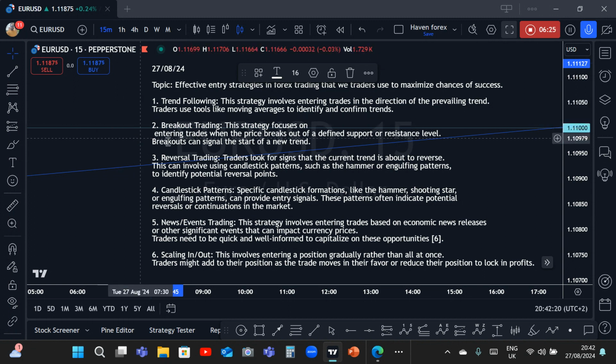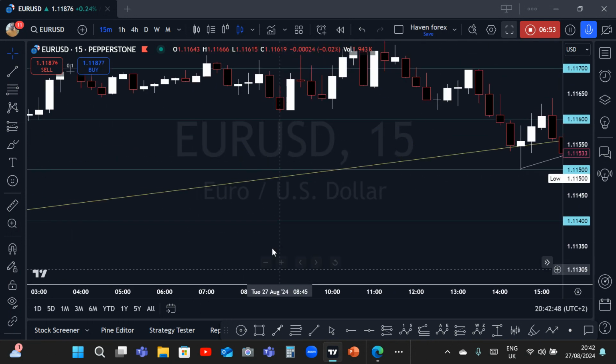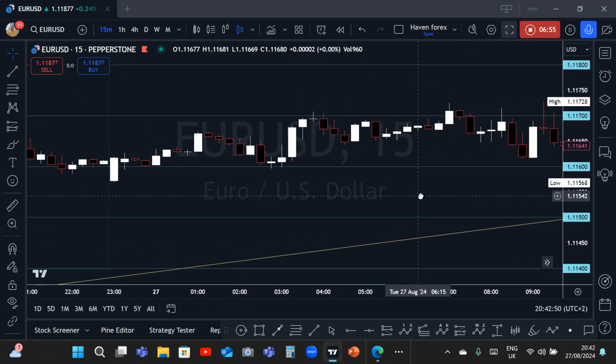The next one here is breakout trading. Anytime you see a breakout, what do you mean by breakout? This strategy focuses on entering trades when the price breaks out of a defined support or resistance level. Then we say a breakout can signal the start of a new trend. All right. For example, let me give you guys an example.